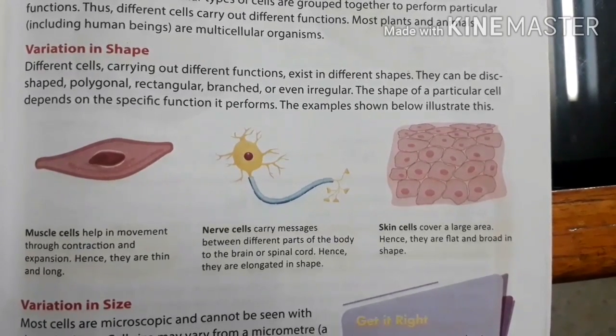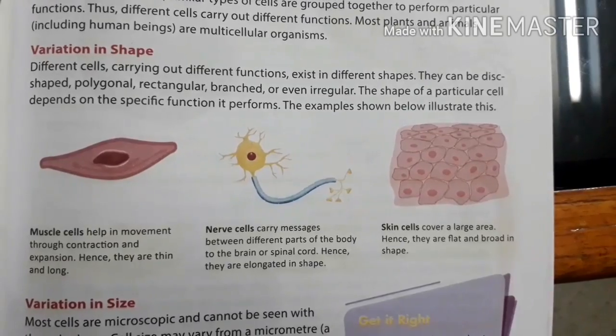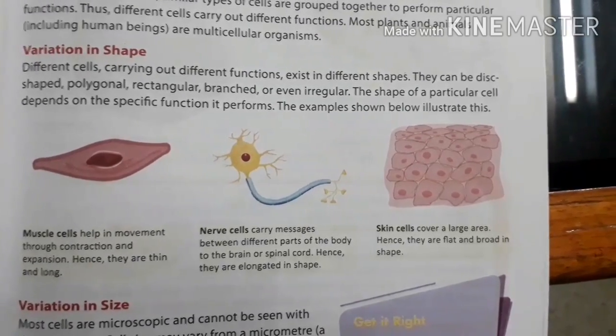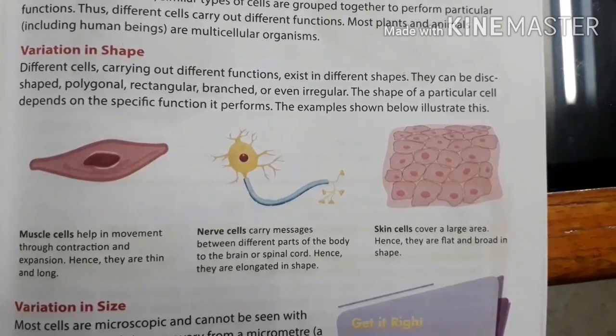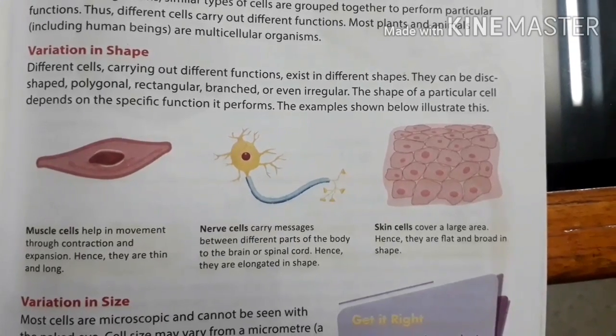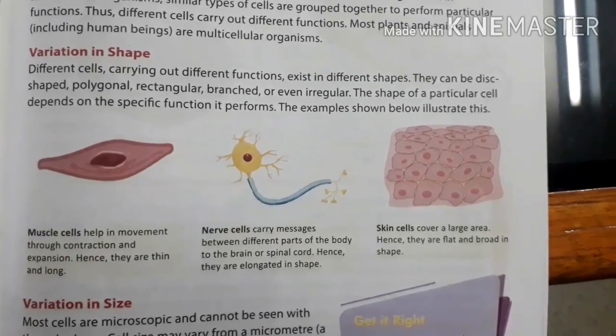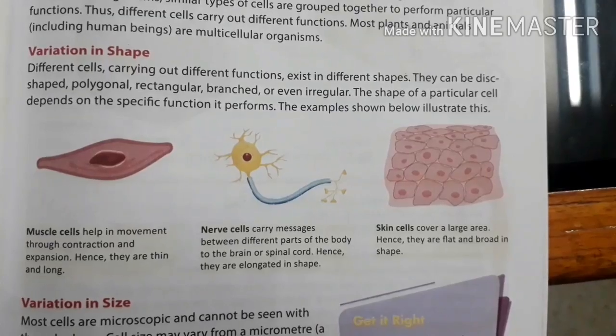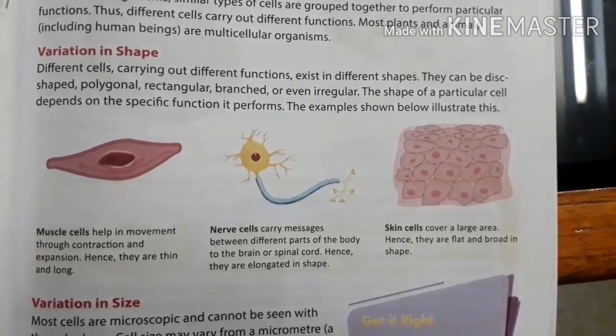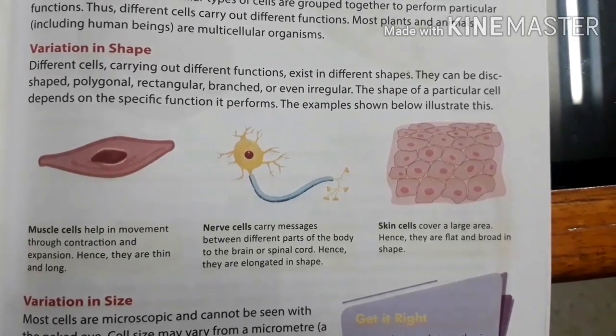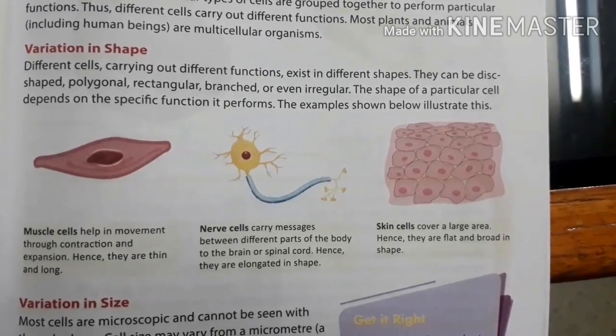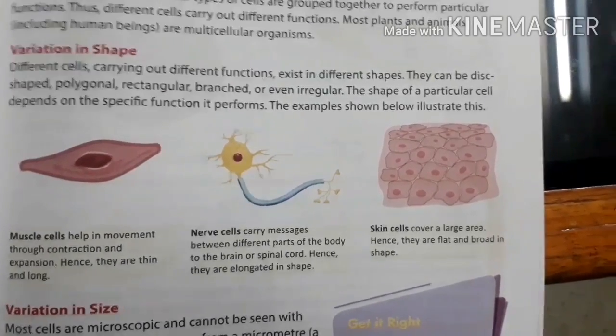This will be elongated, long and elongated, because it has to carry messages from one part of the body to other parts of the body. Then another one is skin cells. These cells cover a large area and they are flat and broad in shape. They will be large, flat and broad in shape. So these are the different shapes of the cells.